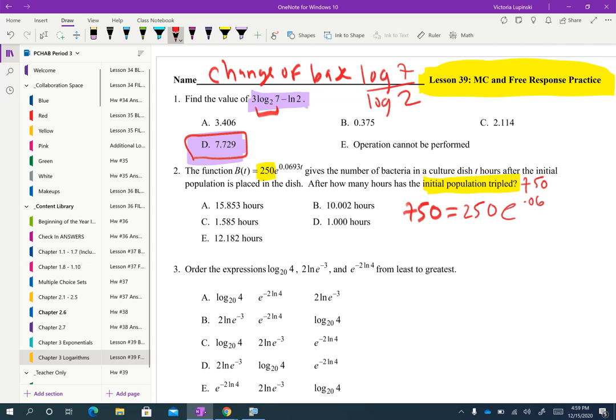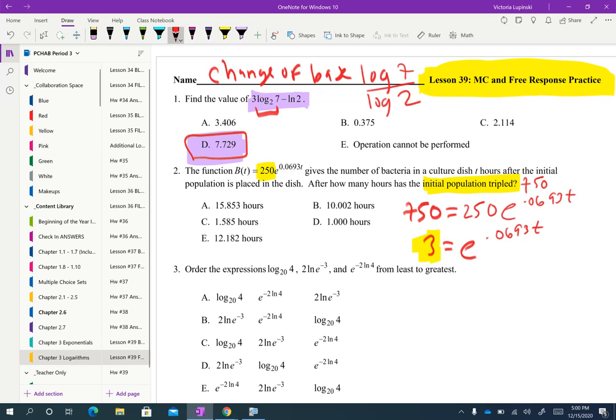and then e to the 0.0693t. Go ahead and divide both sides by 250. That's going to give you 3 equals e to the 0.0693t. That 3, of course, means triple. Double would be 2, quadruple would be 4. So just something to kind of watch out for.